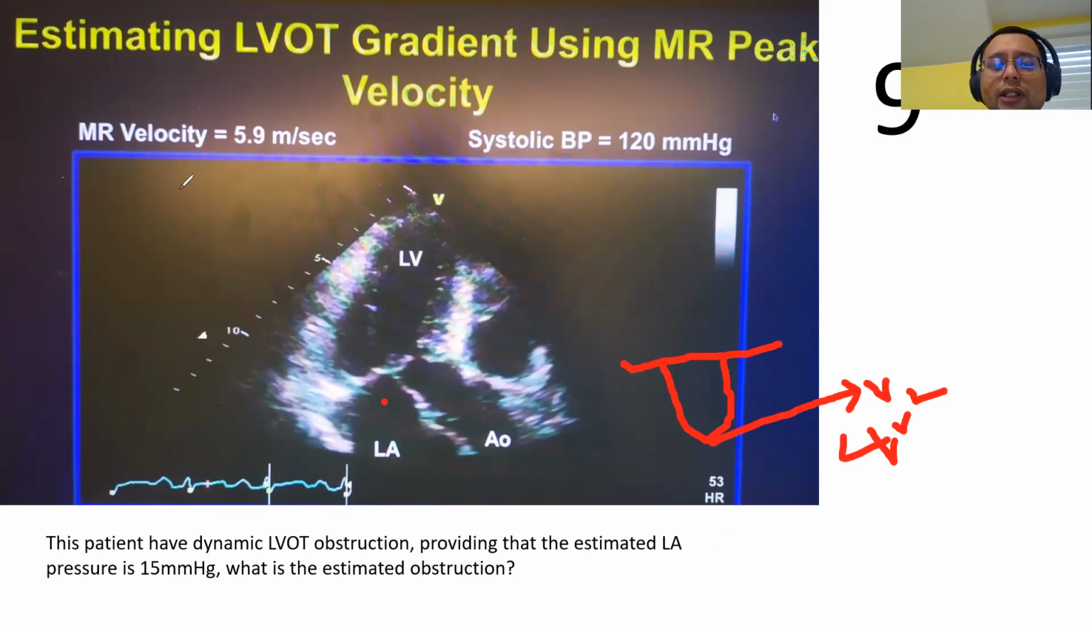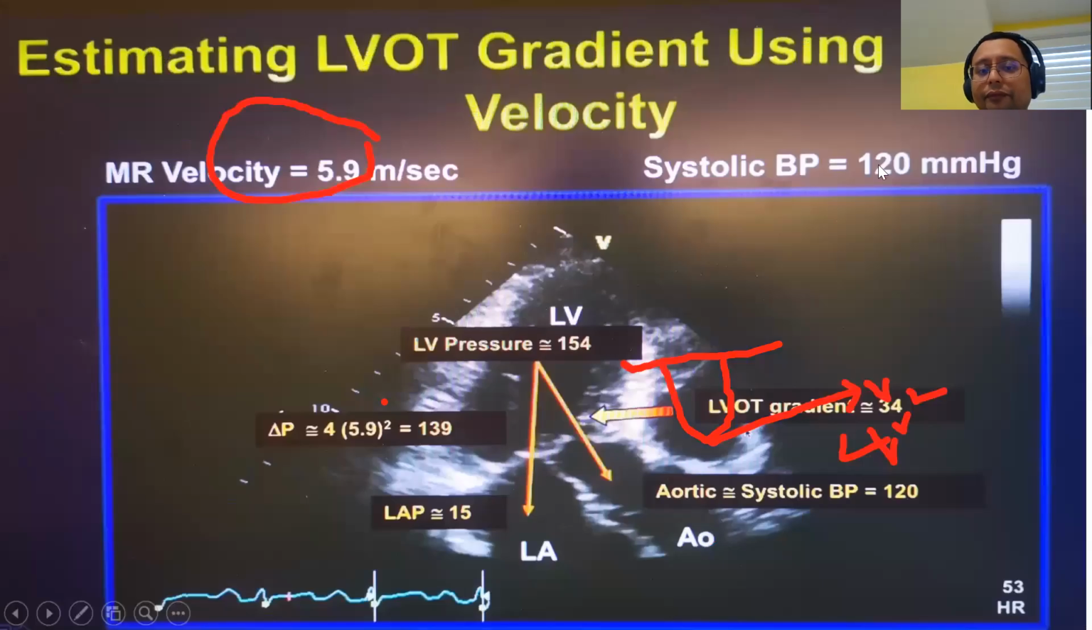Okay. So in this situation, what is the gradient? The peak velocity of the mitral regurgitation is 5.9 meter per second. So what is the gradient across the mitral valve? The gradient across the mitral valve is 4V squared, which is 5.9 times 5.9 times 4. So that is 139.24. So you know that the gradient between the LV and the LA is 139.24 millimeter mercury. Right? Now, you know that that is the gradient. The gradient between LV and LA is 139 millimeter mercury.